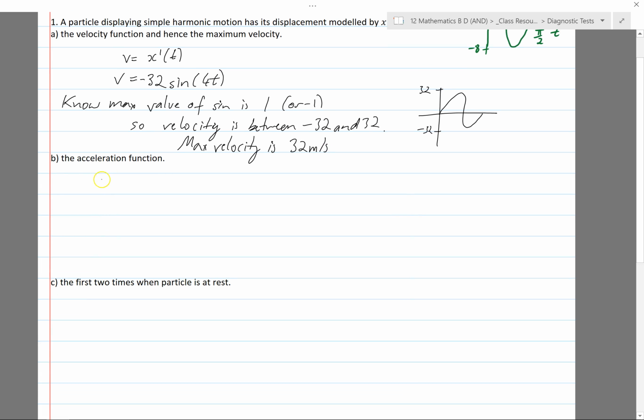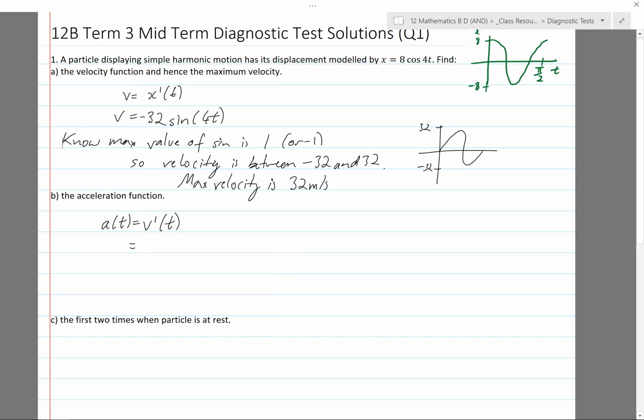Okay, find the acceleration function. I know my acceleration function is the derivative of the velocity function, so I need to differentiate this guy. So again, 4 times minus 32 will give me negative 128. I know that sine just differentiates to cosine, and the 4t is still there. Okay, that's my acceleration function.